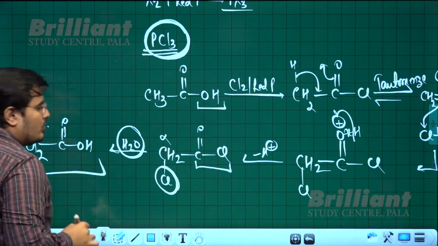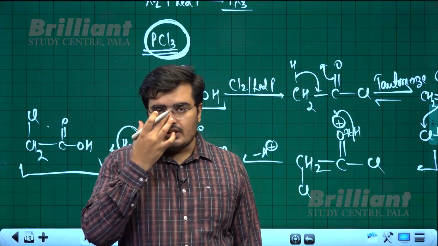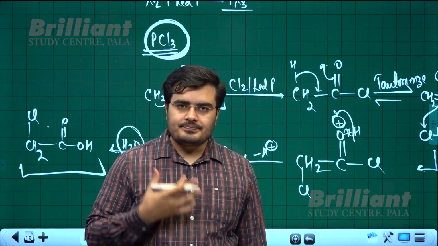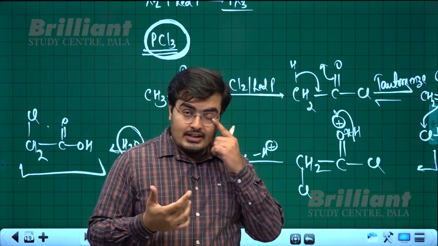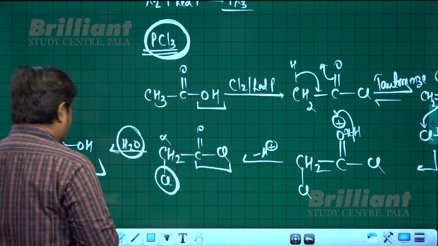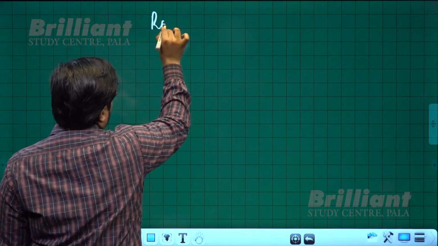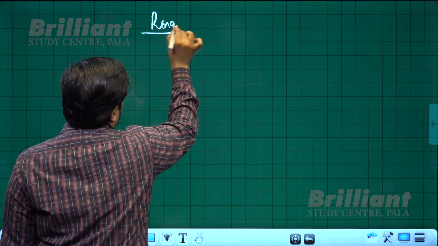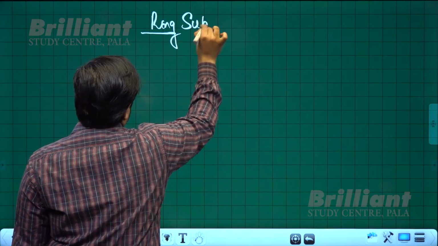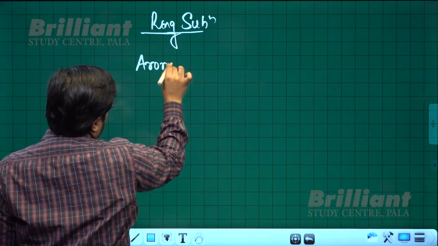You can do monochlorination, you can do dichlorination, you can do trichlorination, depending on how many hydrogen atoms are present on the alpha position. So one last reaction in this category is ring substitution. In this case we will have aromatic carboxylic acid.